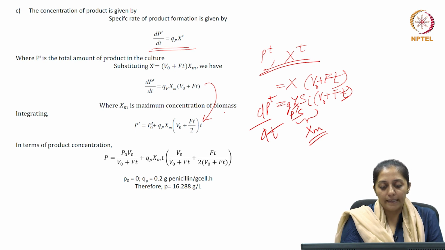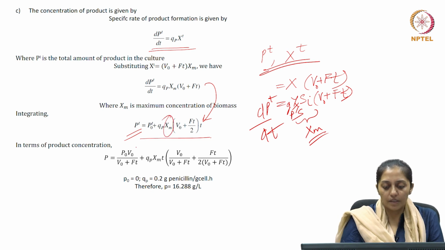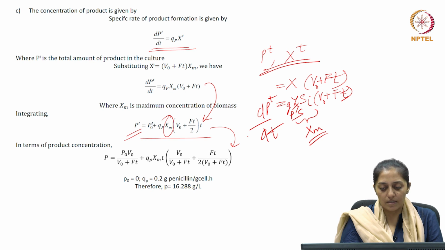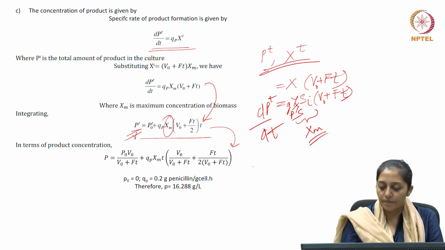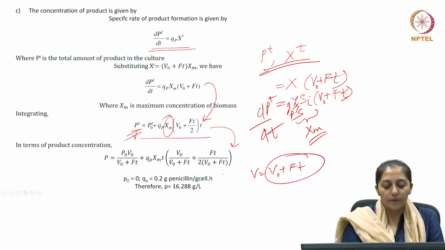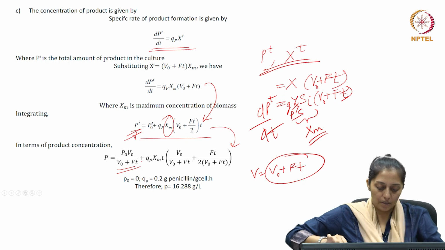Here it has been integrated to get the function of P with respect to time. Once we integrate, we can get this; Xm is constant at steady state, and this is the expression we had already derived in the fed batch classes. So, we can determine the product amount and then divide it by the volume at time t, which is V0 plus Ft, to get the product concentration at time t.